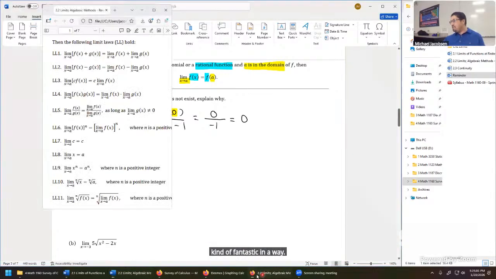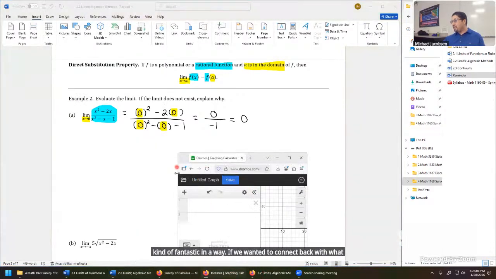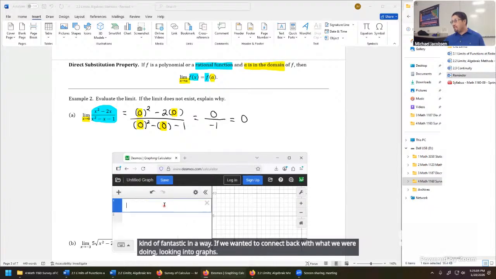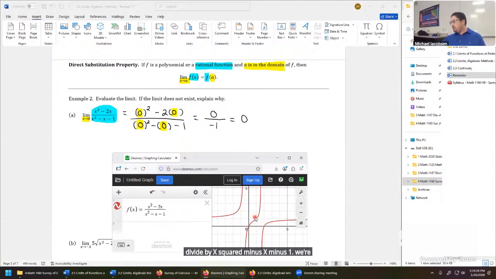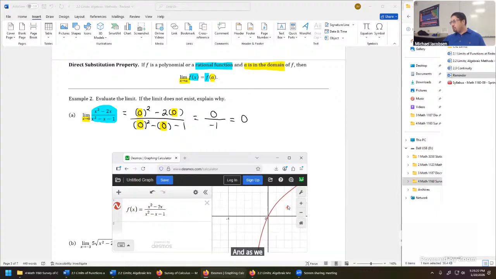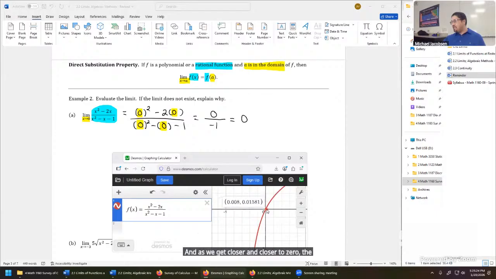If we wanted to connect back with what we were doing, looking into graphs, this is what it would look like. Here's the f of x. It's going to be x squared minus 2x divided by x squared minus x minus 1. We're heading towards 0. And as we get closer and closer to 0, the height of the function is getting closer and closer to 0 as well. So that's why the limit outputted is 0 overall in this one.